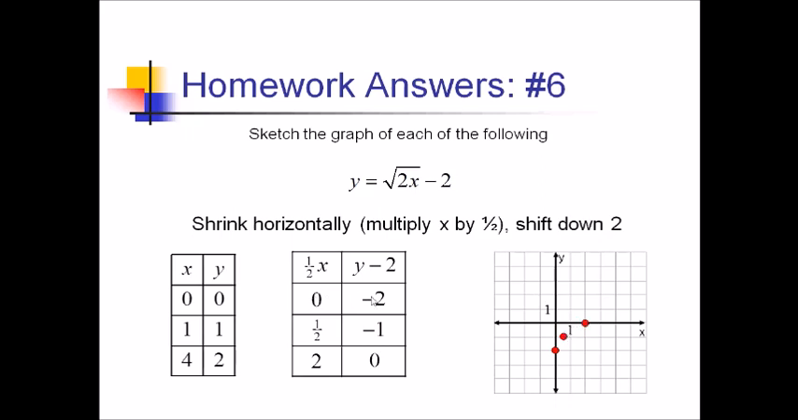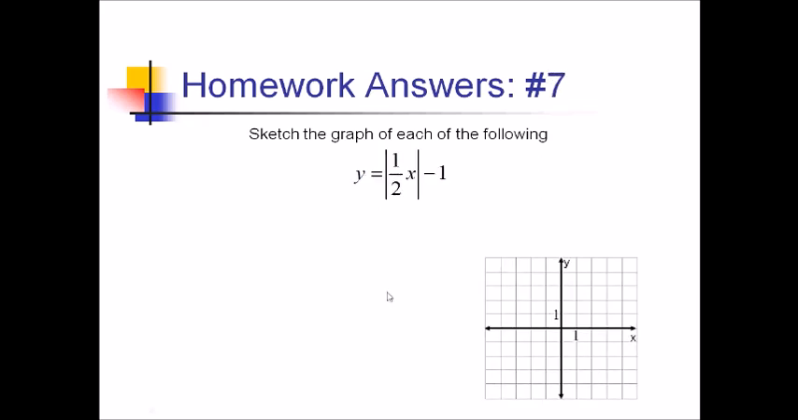(0, negative 2) is the new endpoint because it came from (0, 0). So this is where we're starting down here, and we're going up through this way forever in just that one direction. Number 7, we're transforming an absolute value.